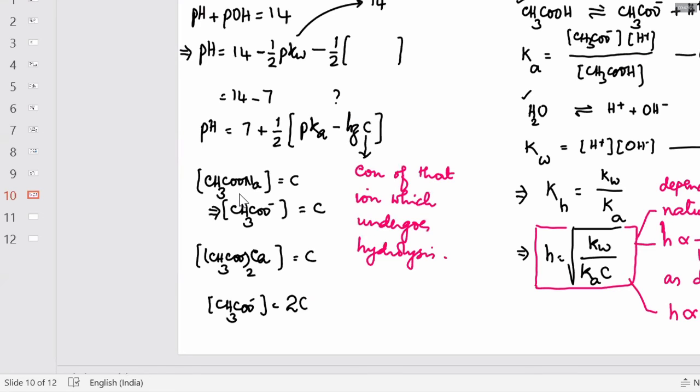In some cases, whenever you have a binary salt, a 1:1 type of salt where the valency factor is 1, you can say that this is salt. IIT books say this is salt, go ahead, because there we have a 1:1 story. But when you go to NEET and mains examinations, it may be any other salt, especially for advanced questions. In that case, this C stands for the concentration of that ion which undergoes hydrolysis. You've done that.